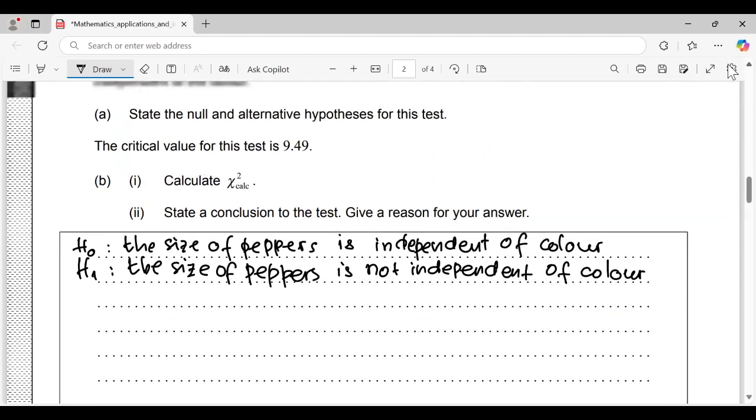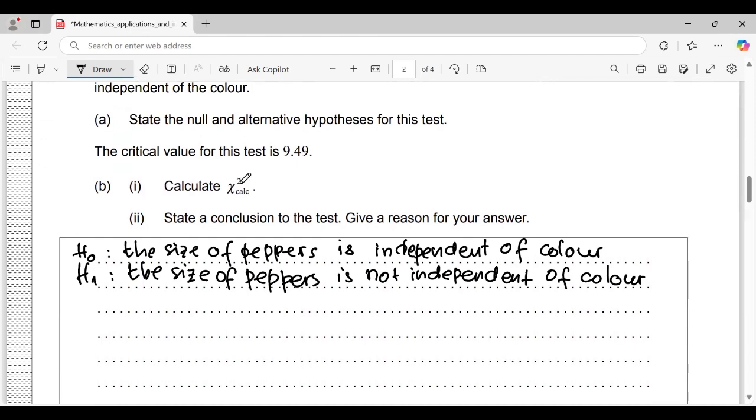Next question. The critical value for this test is 9.49. Calculate the chi-square calculation. State a conclusion to the test. Give a reason for your answer. This part is A and next B.